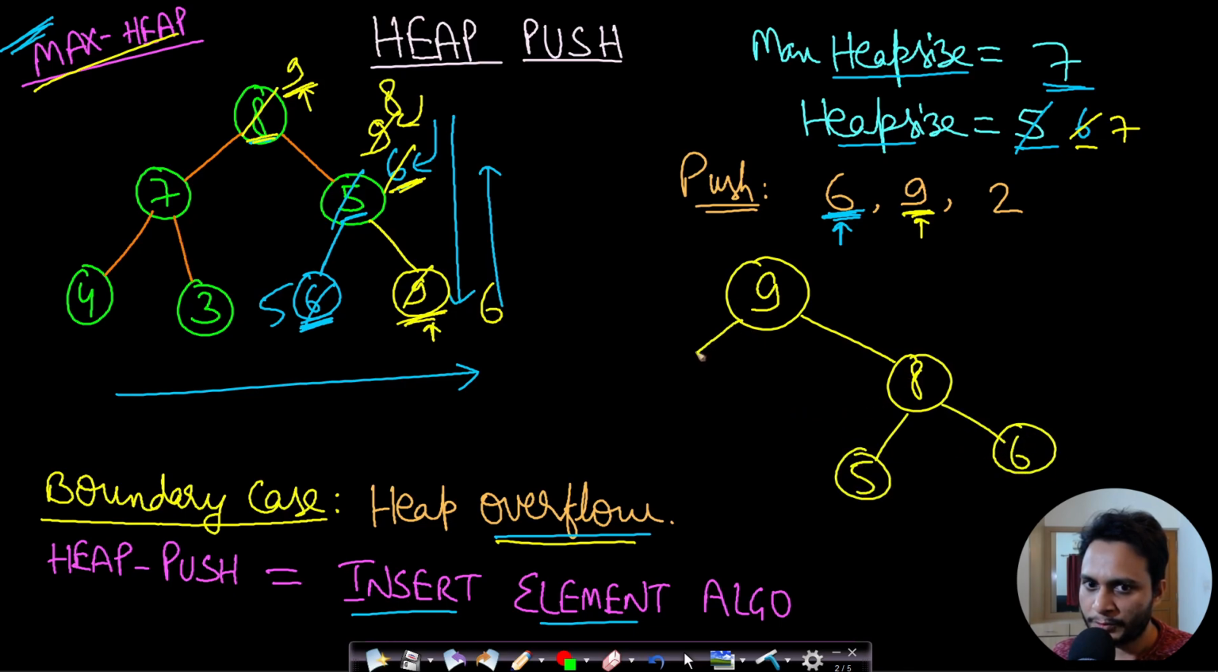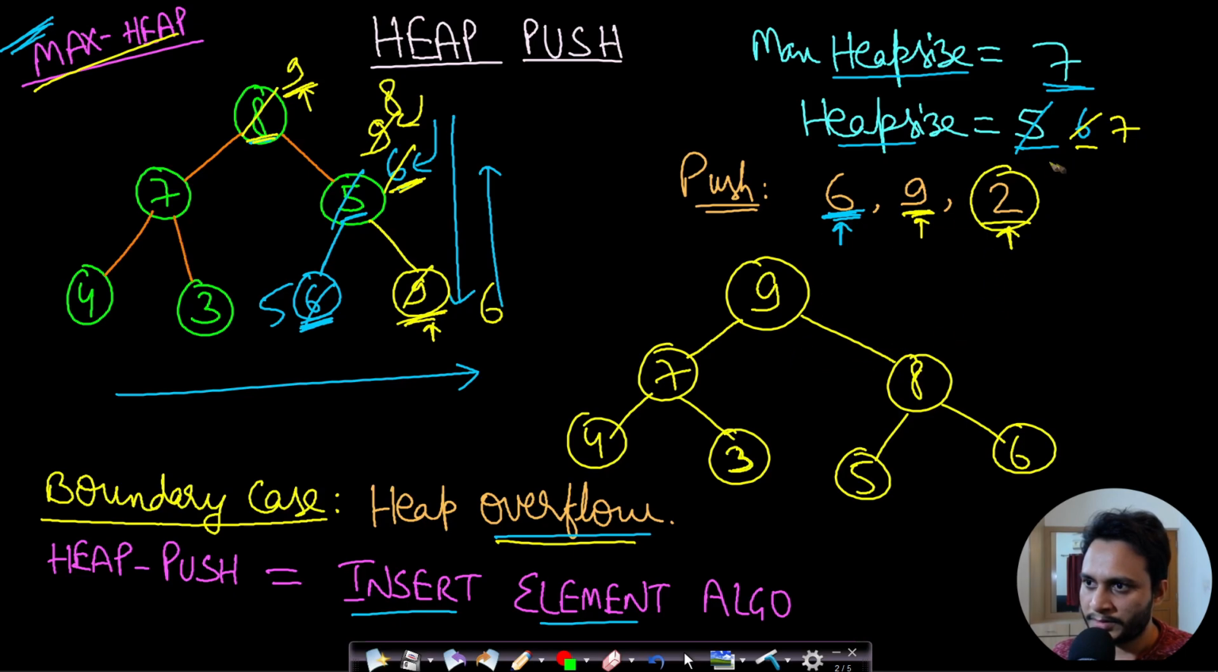Okay, I hope you are following this. This will be 7, this is 4, and this is 3. So this is our new heap structure. Now let's say we want to insert this element 2, that is, we want to push this element 2 into the heap. So what will happen now?